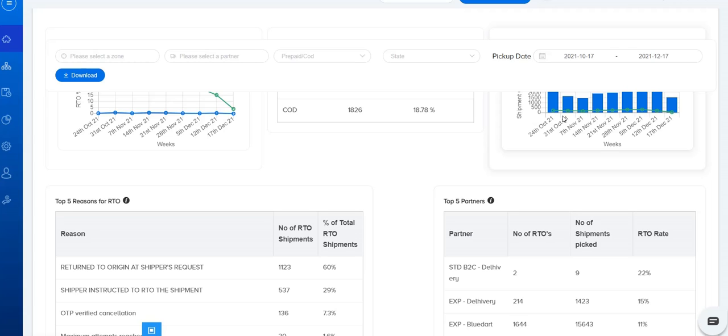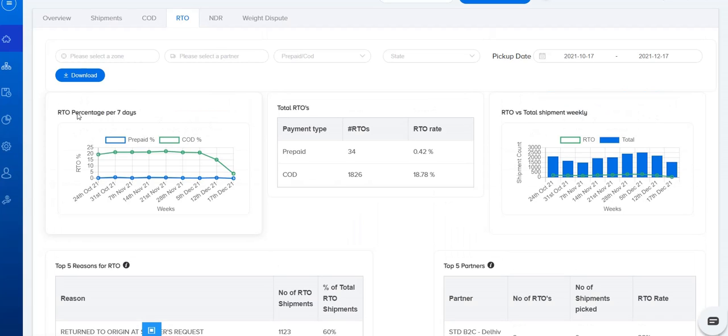Want to know if the order verification process you started last month is helping reduce the RTO numbers? Look at the trends to find out. You can filter by delivery partner, by shipping zone, and by shipment date.